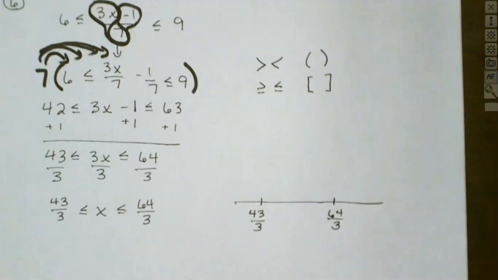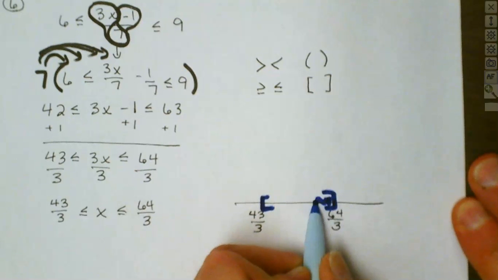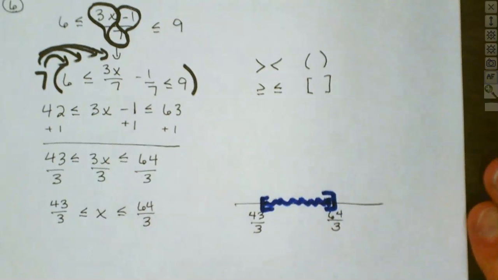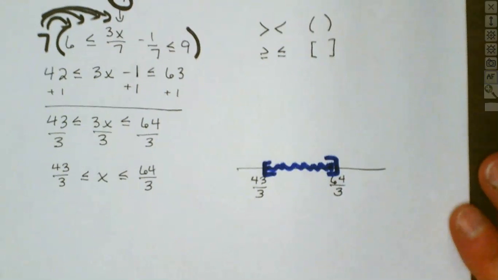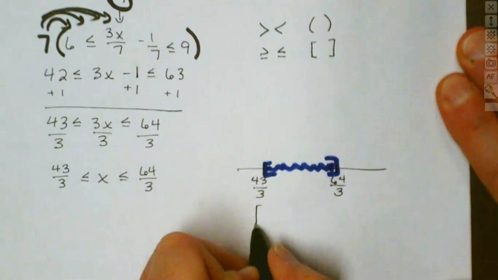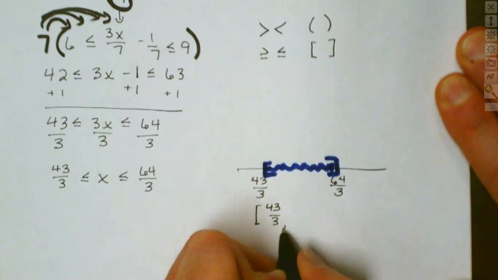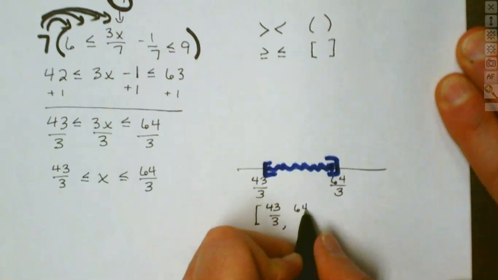Now, what do we know about x? X is trapped between these two values. And what's our answer then look like in terms of interval notation? Well, in terms of interval notation, it looks like square bracket 43 over 3, comma, 64 over 3.